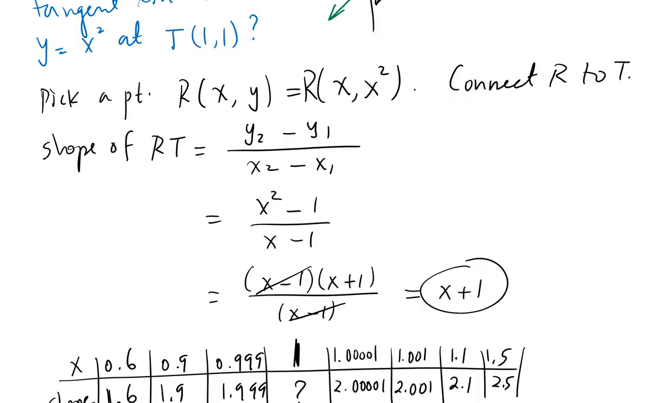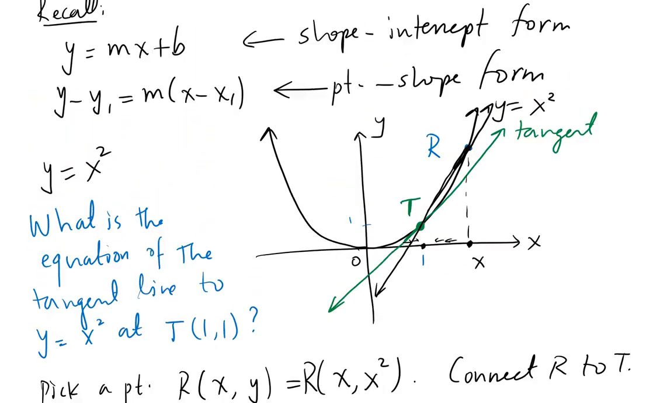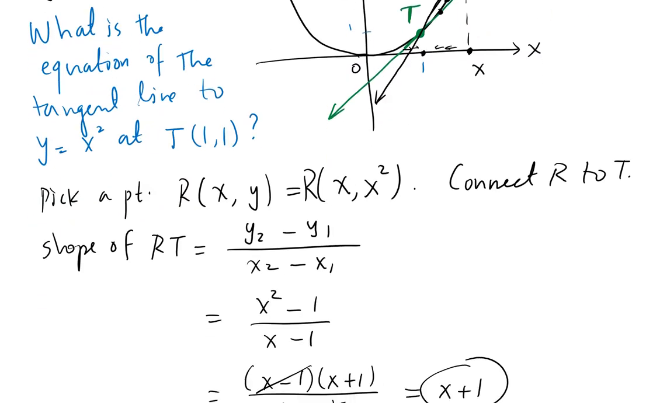Notice what happens here. If you move R down, like put it here, and then here, and then here, as R moves down, the black line gets closer and closer to the green line. So the black line will become a tangent line at some point. Do you see what happens? Next one.